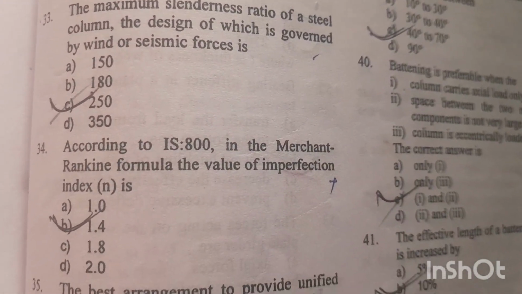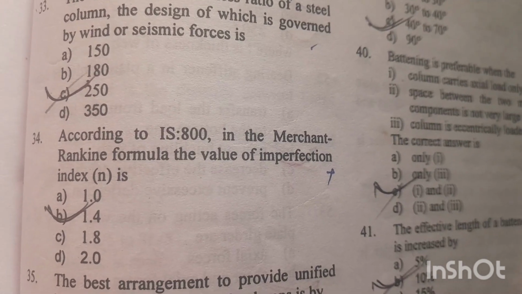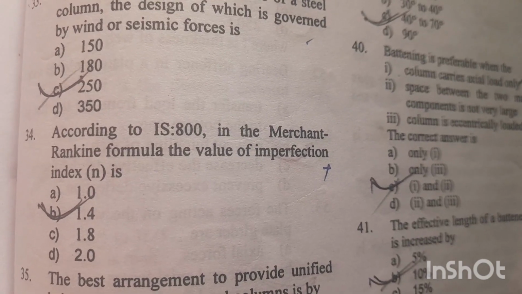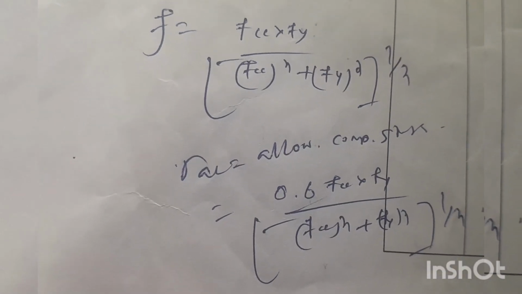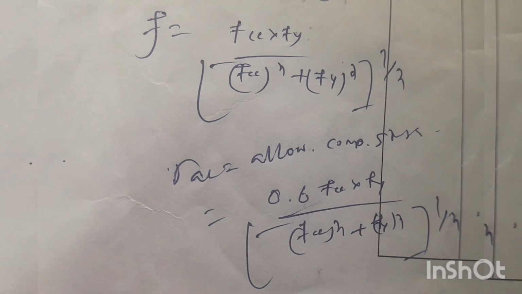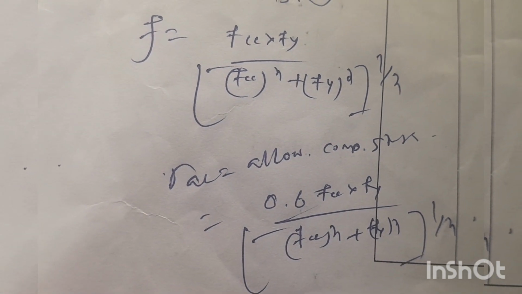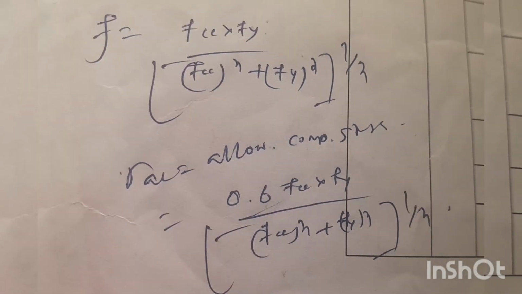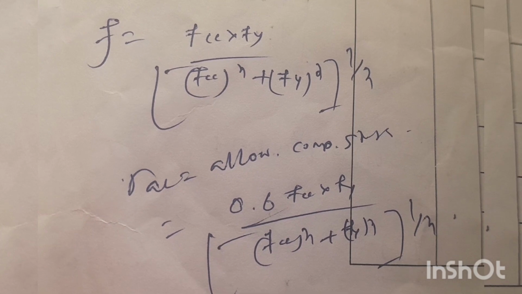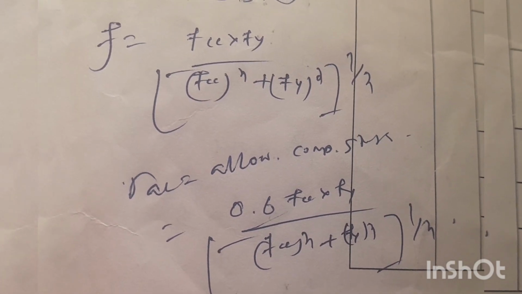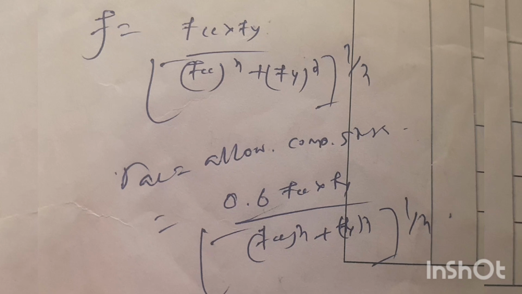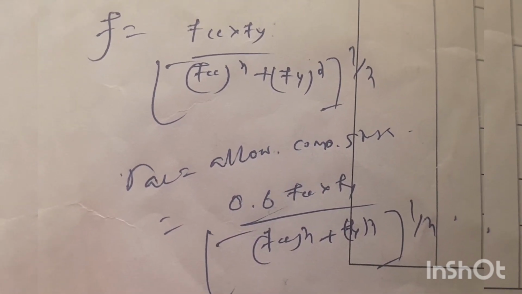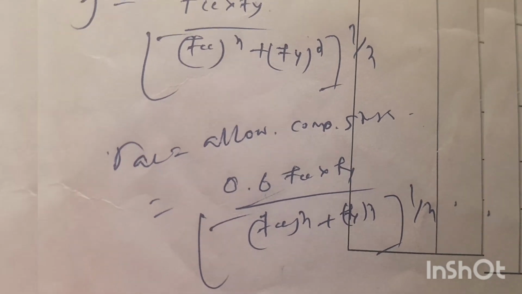Question number 34. According to IS 800, in the Merchant Rankine formula, the value of imperfection index n is 1.4. Option B is right answer. Permissible stress in axial compression F equals Fcc into Fy divided by (Fcc to the power n plus Fy to the power n) whole to the power 1 by n, where Fy is the yield stress and Fcc is the elastic critical stress in compression, and this value of n is equal to 1.4, that is the imperfection index.